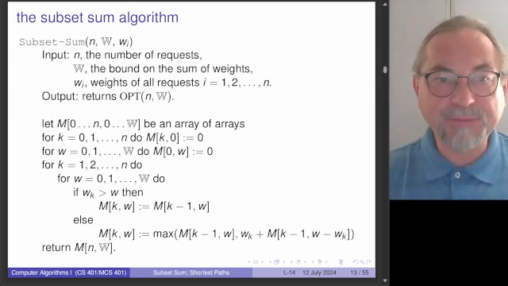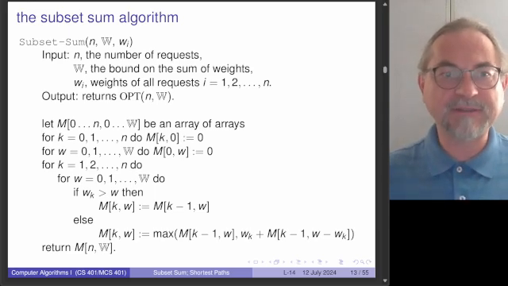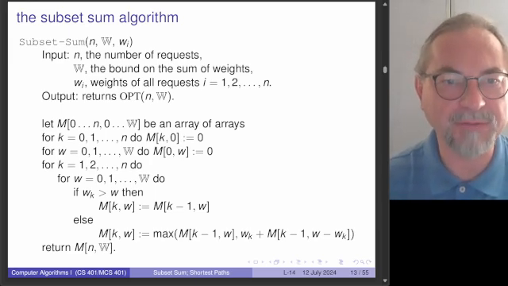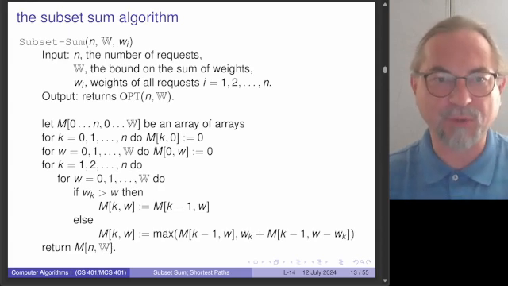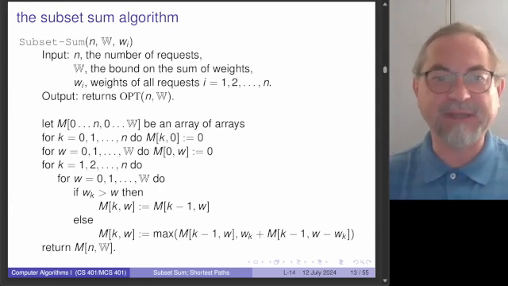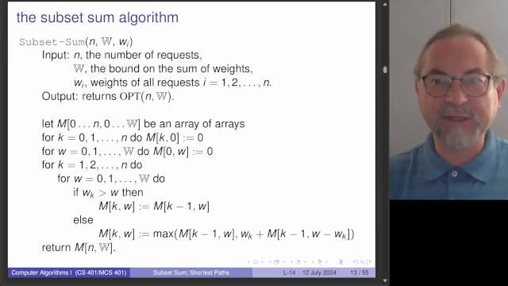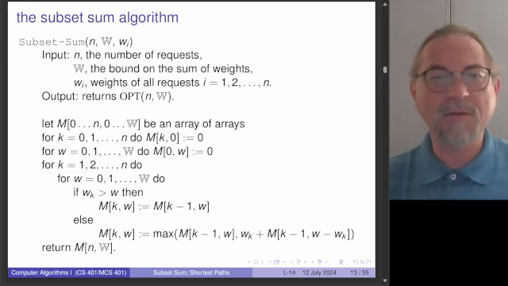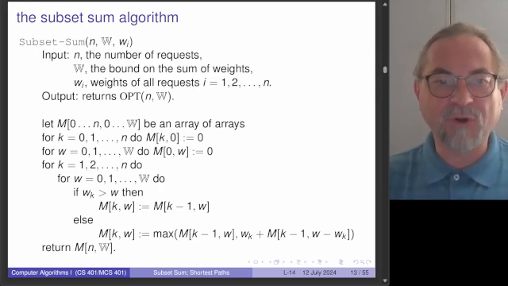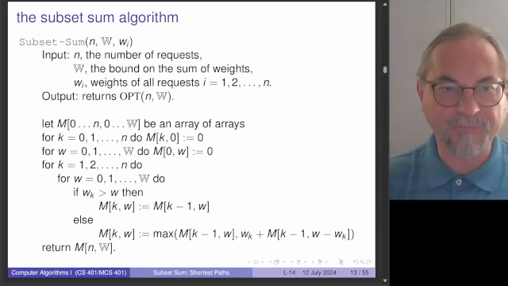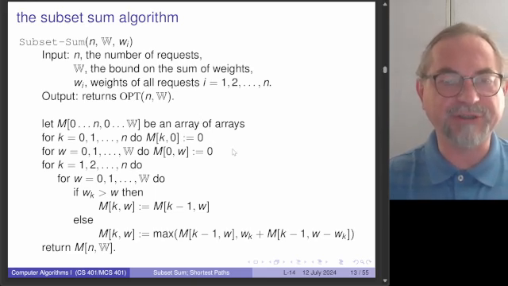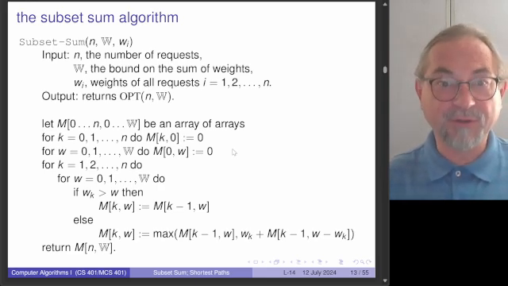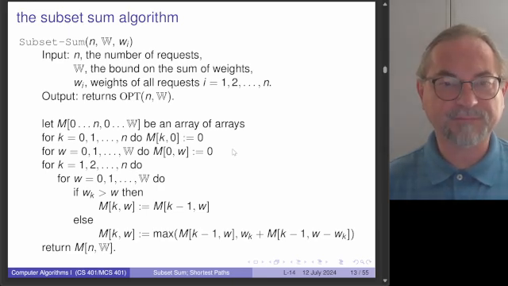Okay, so on input we have a number of requests. So we have the weights of all the requests and we have the bound, the big W. We will set up a table, an array of arrays. The rows are corresponding to the items. We have one extra row for the initialization. The columns are the weights, also ranging from 0 to our big W. So we initialize the first column to 0, the first statement here. And then we also initialize the first row to 0. The zeroth row and the zeroth column. So this is the initialization.